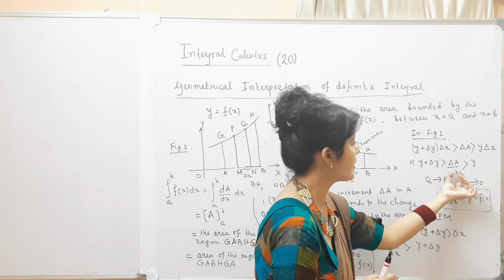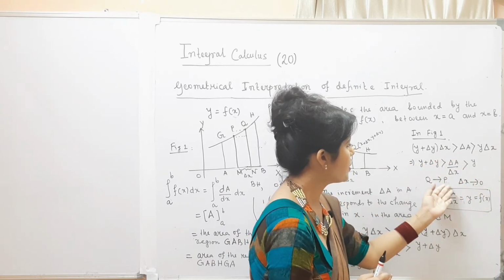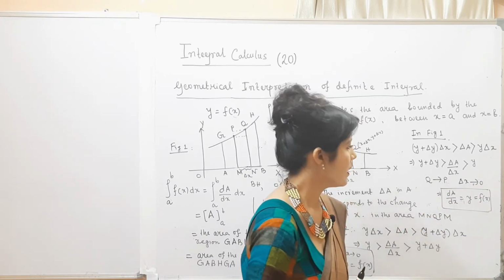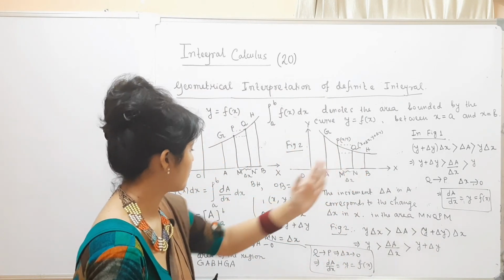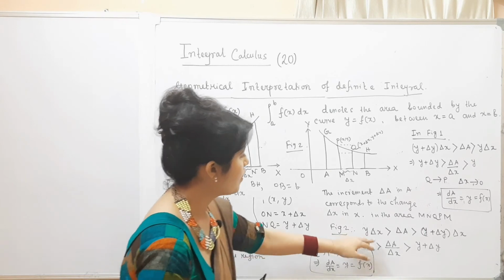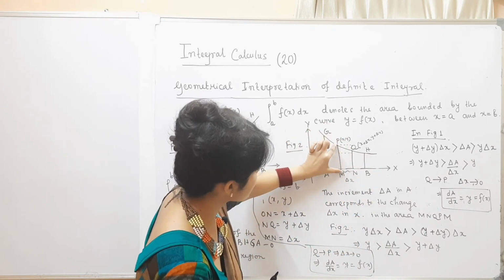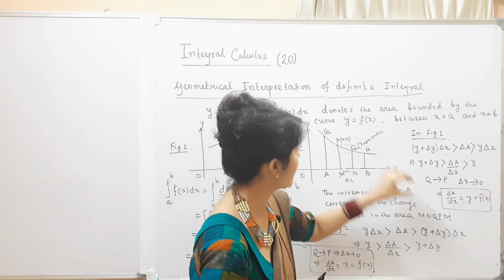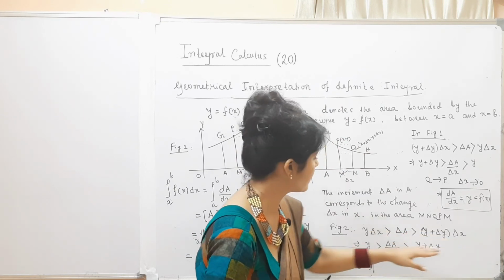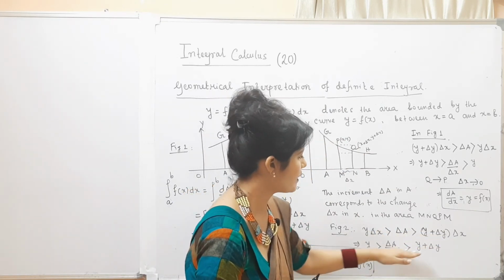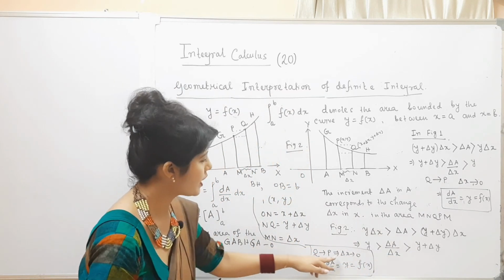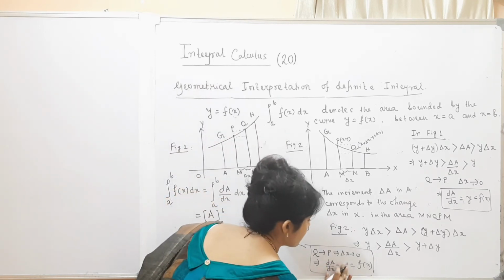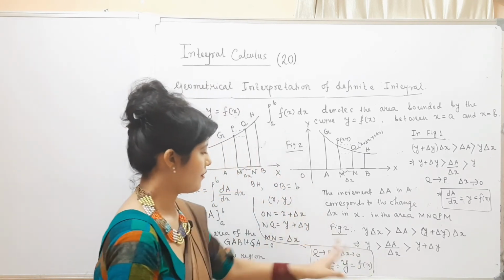So now I have just divided by delta x from both sides, and if Q tends to P, this delta x tends to 0, and therefore dA/dx equals y equals f of x. This is for figure 1. Now in figure 2 also, since it is decreasing, this portion should be greater than this portion. That shows that y delta x is greater than delta A, and that is greater than y plus delta y into delta x. Therefore if you divide by delta x from both sides, and if Q tends to P, that shows that delta x tends to 0. So therefore dA/dx equals y equals f of x.